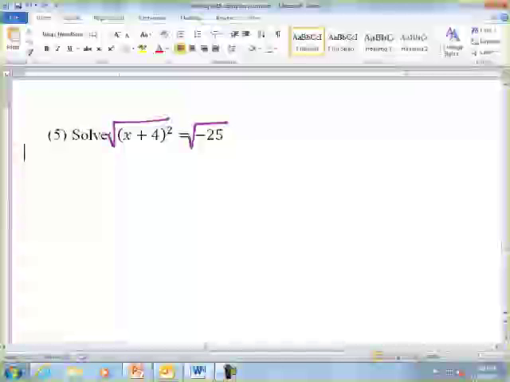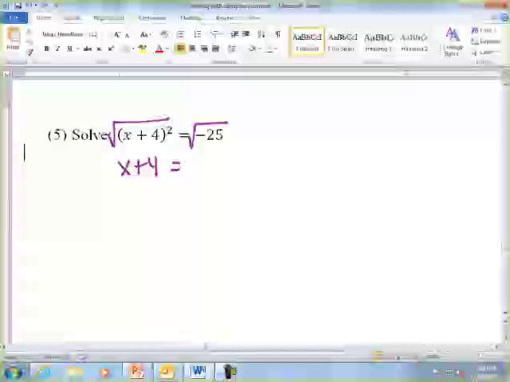You could multiply out x plus 4 times x plus 4 and then FOIL that, combine like terms, clean stuff up, and then go through the process of completing the square. But that is definitely not the fastest way to do this one. The fastest way to do this one is just to take a square root. So that gives me x plus 4 equals what?